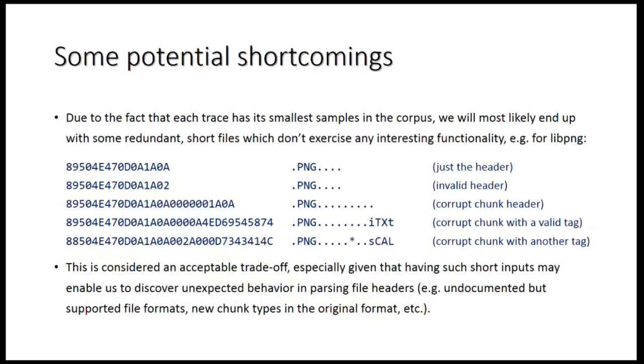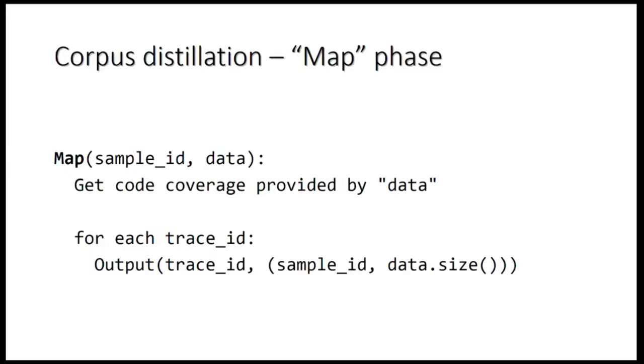But I still think this is an acceptable trade-off, especially given that having such short inputs may also enable us to find some unexpected behavior, for example, handling some other types of magics by the target that we didn't initially expect. So here is the algorithm in a kind of pseudocode.